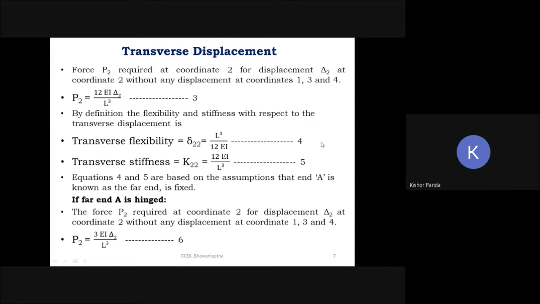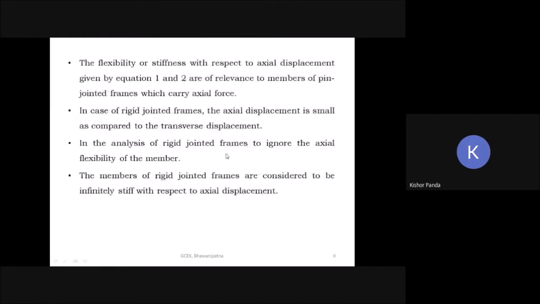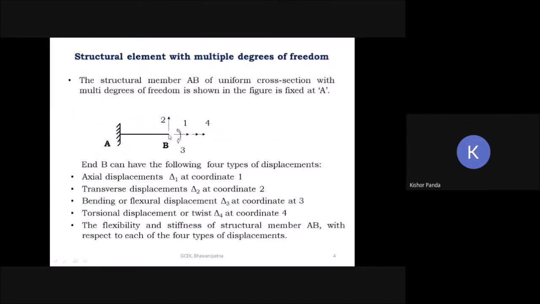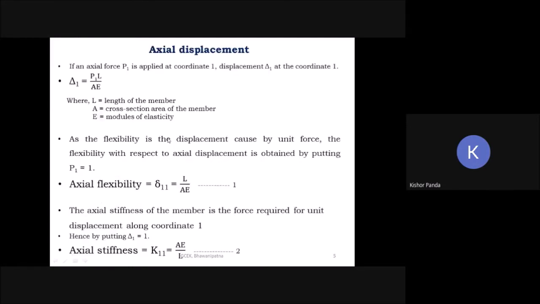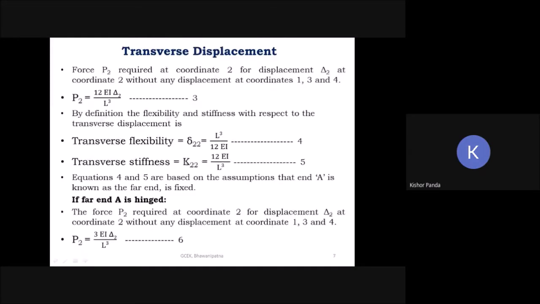So equations 4 and 5 are based on the assumption that the end A is fixed. When the end A is fixed, this is the transverse stiffness, and the transverse flexibility is equal to this.